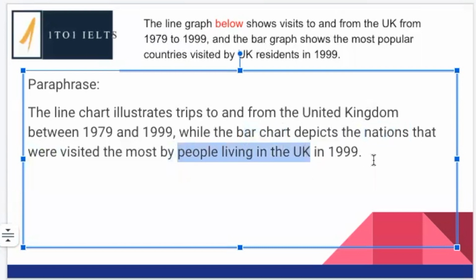So it's often quite good for paraphrasing to think about how you describe something. So if you look at this, UK residents, if I said to you, what is a UK resident? You say, well, it's a person who lives in the UK. By explaining what a term means, you have paraphrased it.